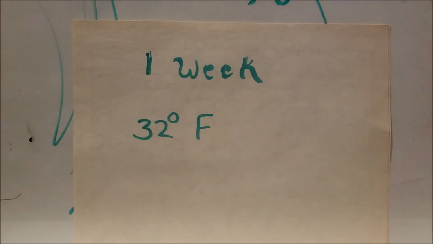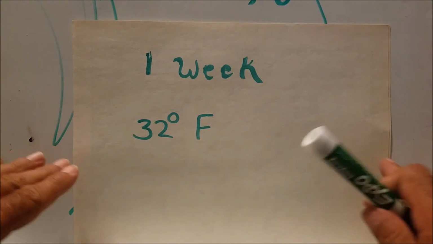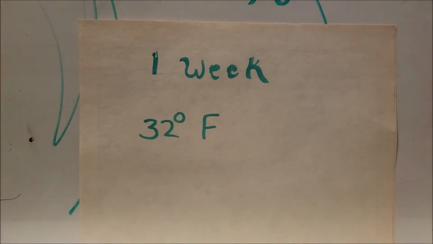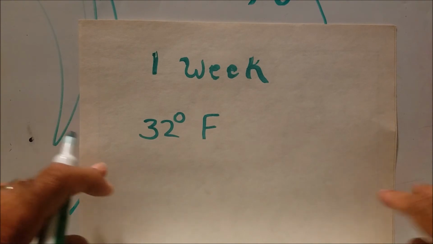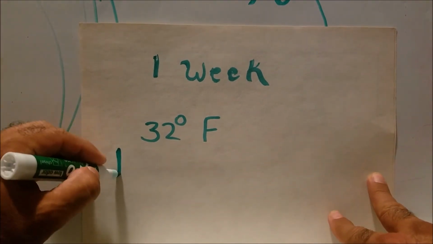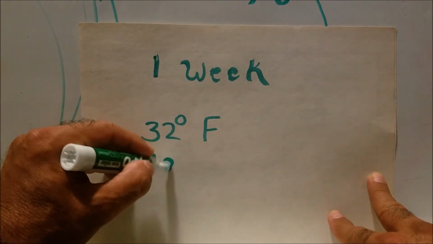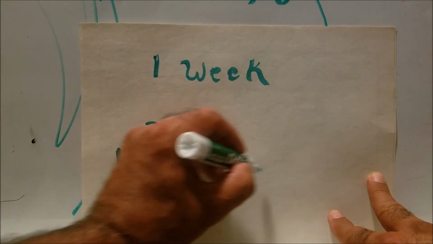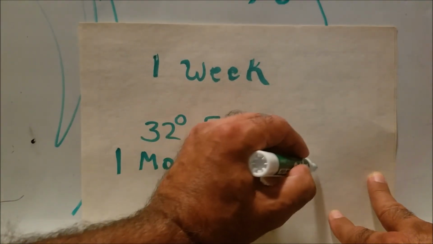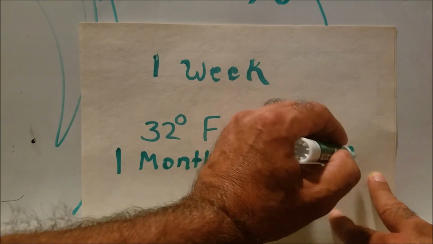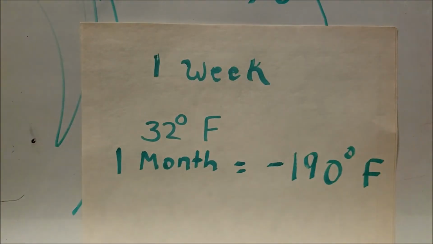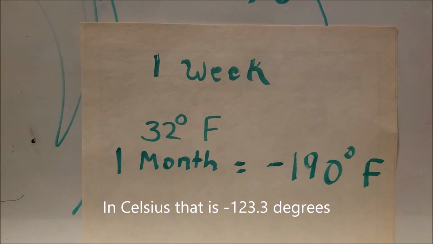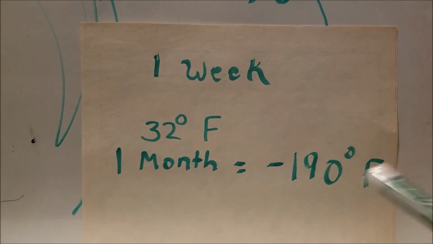Also, in 1 week, the temperature will drop. It'll get to about 32 degrees Fahrenheit, which is about winter temperatures for us. But within about 1 month, the temperature will drop even more. So 1 to 2 months, it'll drop to negative 190 degrees Fahrenheit. Everything, all the animals that are outside will die. That's an extremely cold temperature, negative 190 degrees Fahrenheit. We don't get that on Earth now.